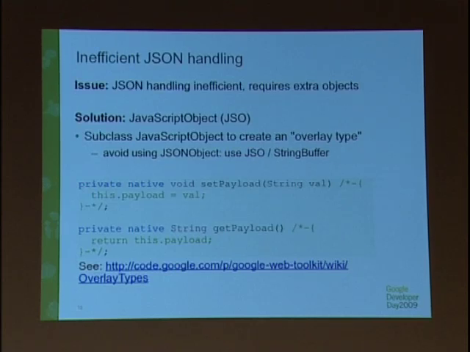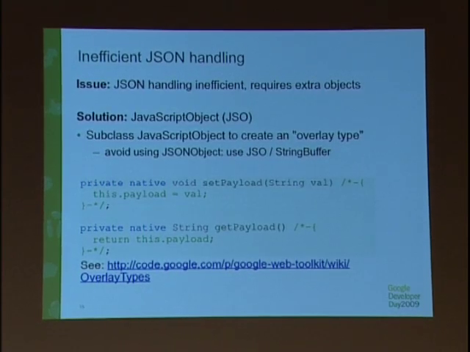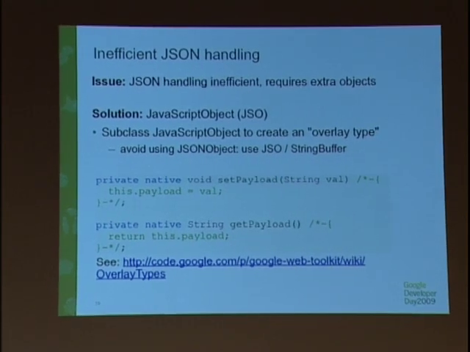So what you do now is some wonderful compiler magic called overlay types. And you don't need to worry about the name. All you do is take a special class called JavaScript object.